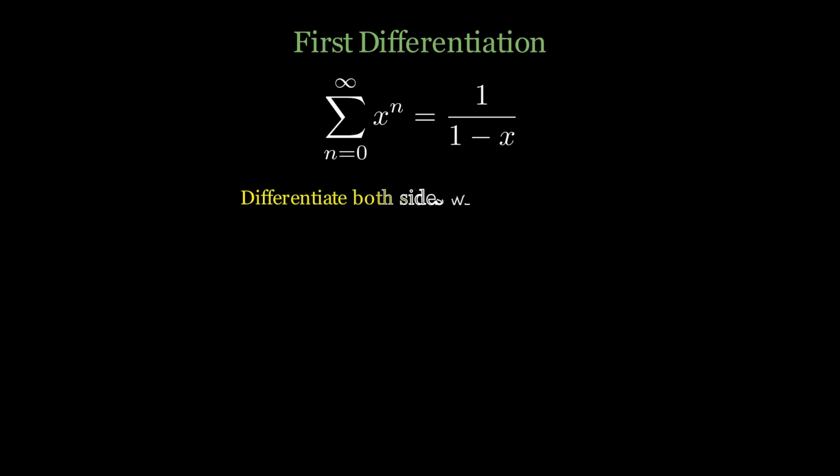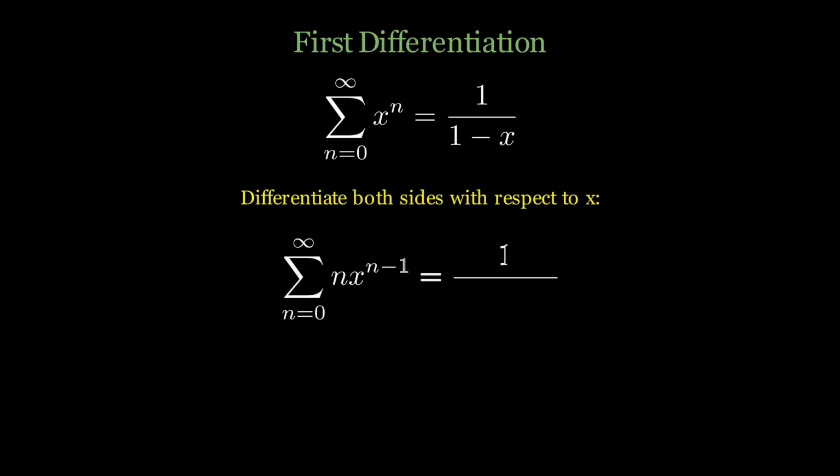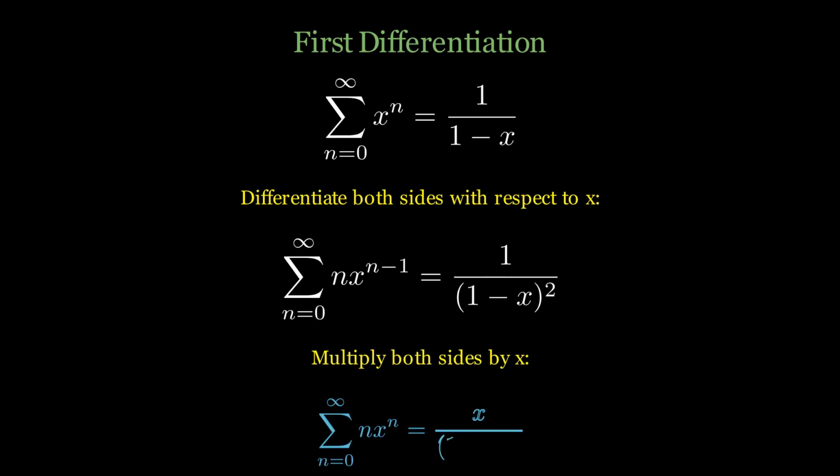Now we would like to differentiate it with respect to x. So first write down the series and now differentiate on both sides with respect to x. In doing so, the left hand side simply becomes n times x to the power n minus 1, while the right hand side becomes 1 upon 1 minus x whole square. Simply multiply by x so that we get n into x to the power n in the simple form, and you get the right hand side.